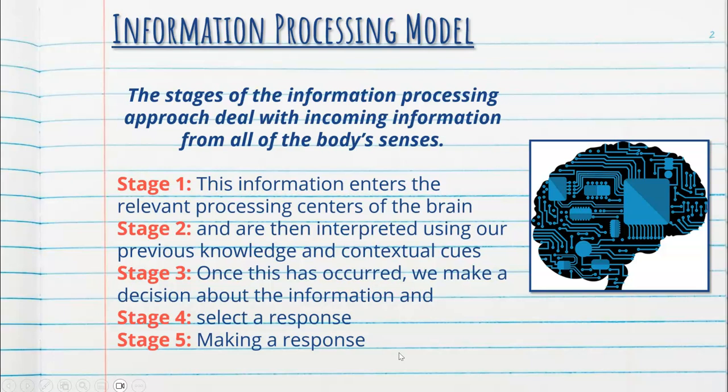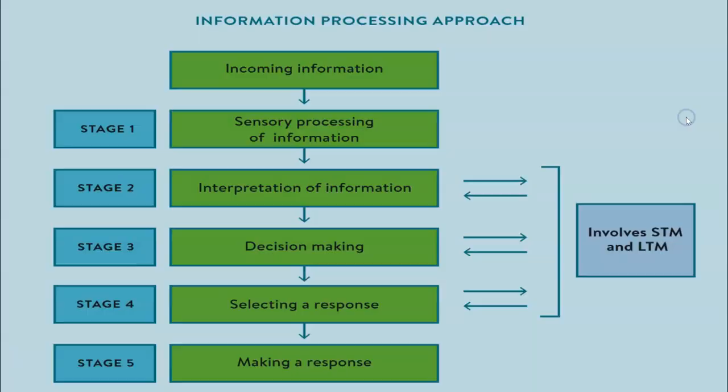All of this happens very, very quickly, but it is one of the most important aspects of how our memory works in terms of how information is processed in the first place. This is the information processing model summarized here. We've got our incoming information. We have the sensory processing of that information, using the senses, so sight, touch, taste, etc. We then interpret that information, whether it's relevant or not. We then make a decision regarding that information, select an appropriate response, and then carry out the response. Stages 2, 3, and 4 involve both short-term and long-term memory.